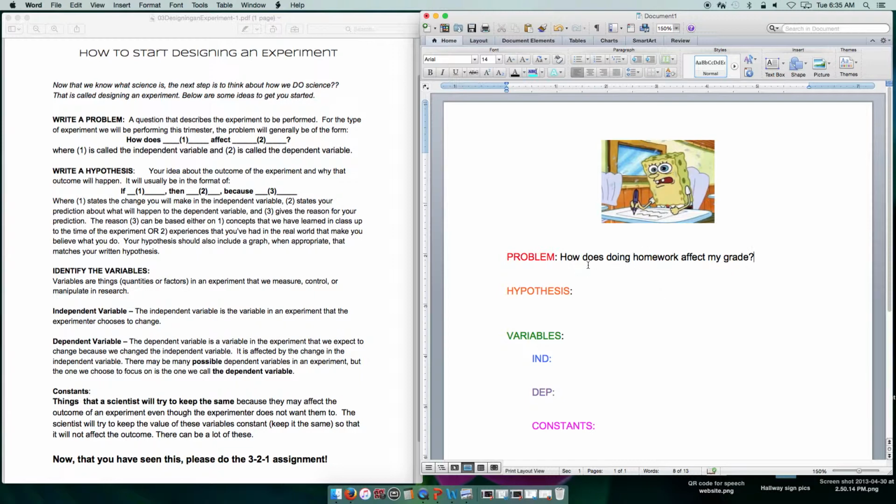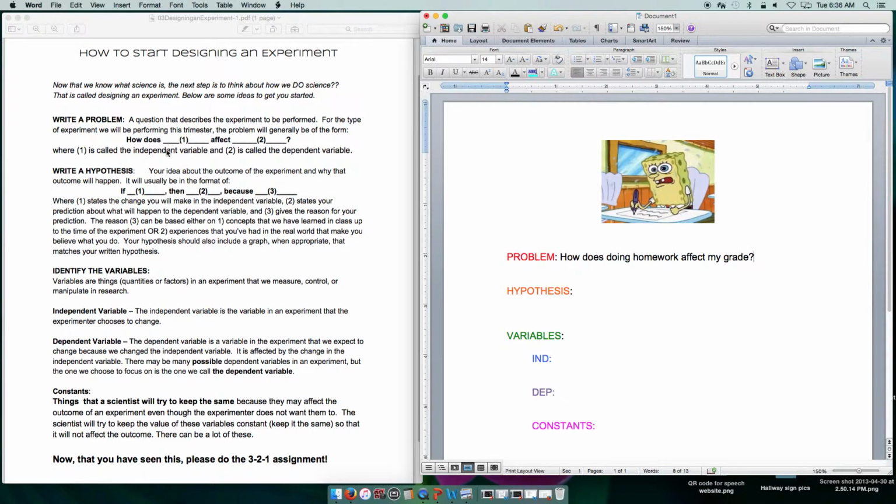So after we have a problem that we're going to think about, we write a hypothesis. The idea of a hypothesis as a scientist is, it's your idea about the outcome or the result or the answer of that problem question. So what do you think will happen in the experiment and why do you think that will happen? It is usually in the format of, if I do this, then this will be the answer because of why I think that. So the first blank is the change you are going to make to that independent variable.